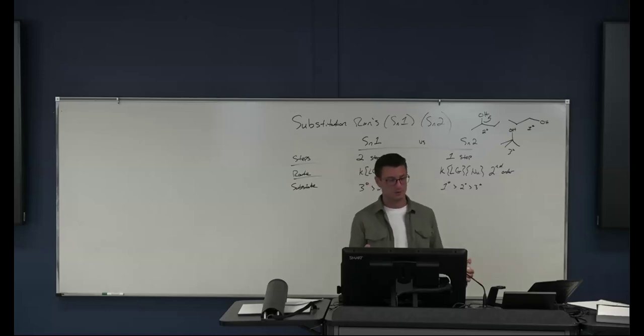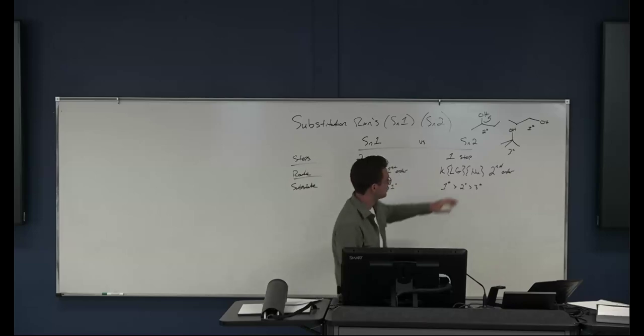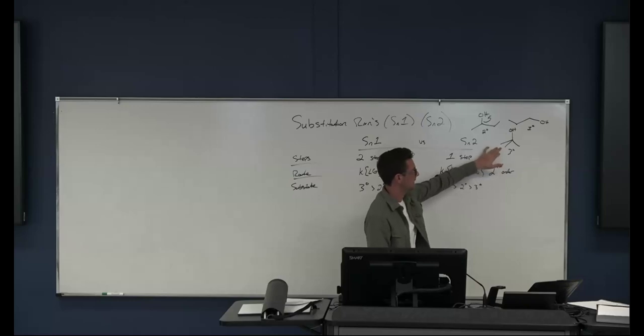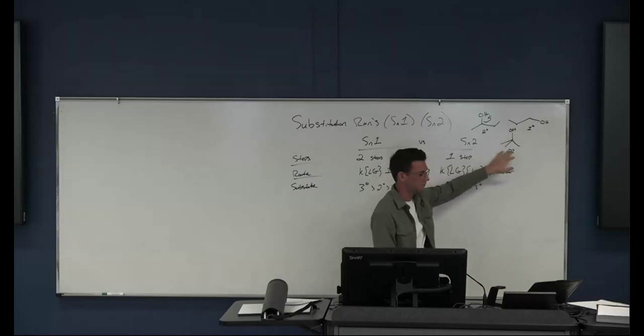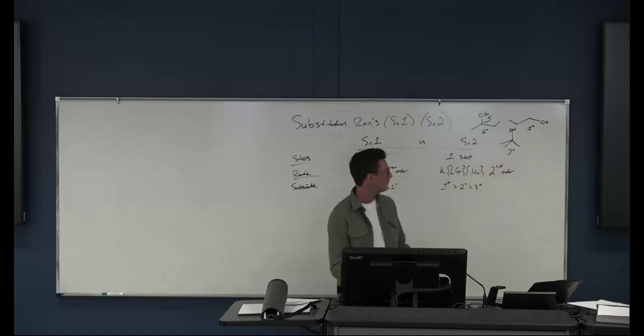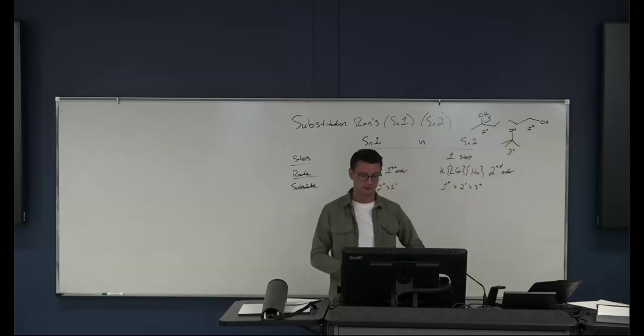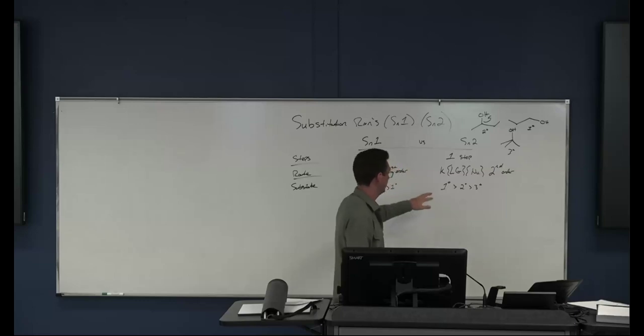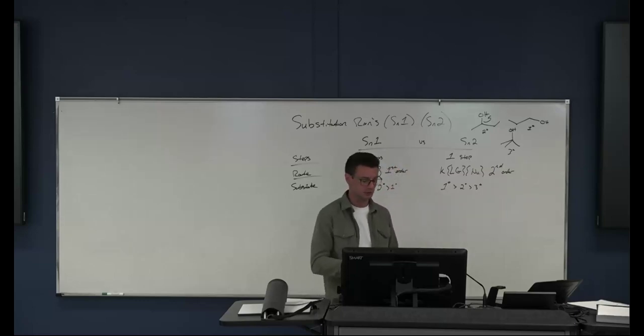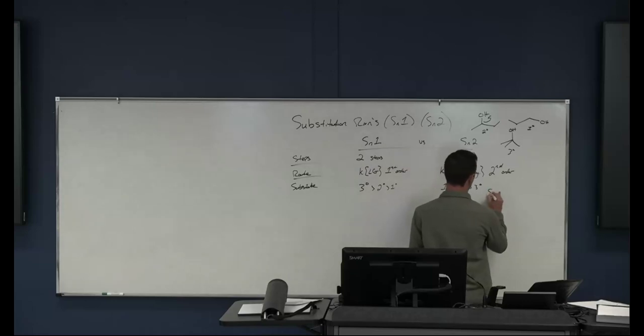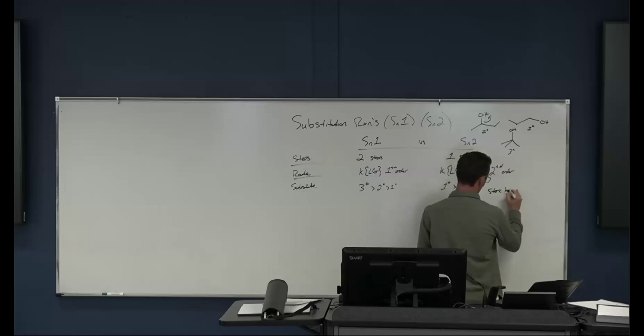Intuitively, it's easier for me to walk through a single file line, contrary to me trying to walk through a heavy crowd. This tertiary carbocation is crowded out by these methyl groups, so it would be harder for a nucleophile to come in and attack that carbocation. The term that we typically use for that is steric hindrance. Sn2 reactions do not like steric hindrance at all.